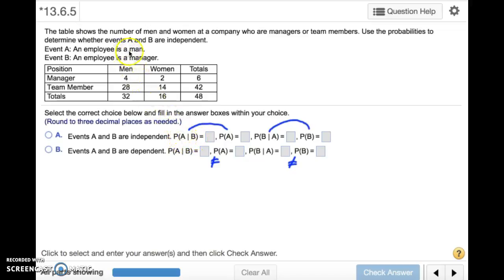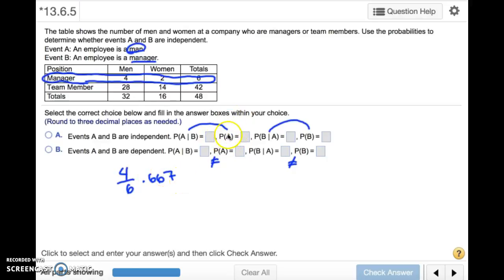So that means the probability of a man given that the person is a manager. Since I'm only looking at the manager row, that's this row right here, there are 4 men out of the 6 total. And it says I'm going to need to type these in with 3 decimal places, so that's 0.667 when I round that.